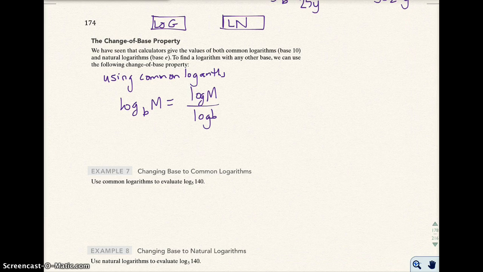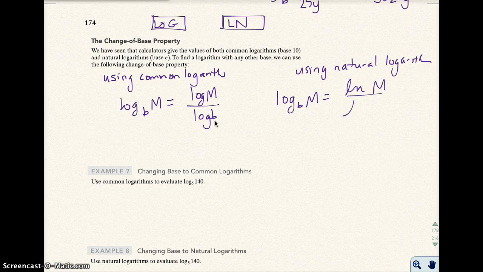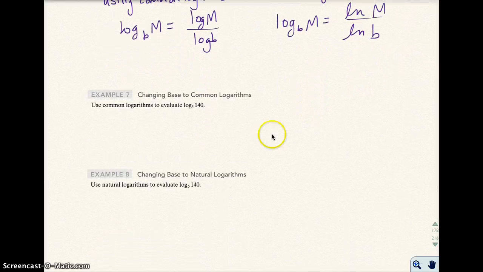So you can use your calculator to type in these two values right here. You can also use the natural logarithm. Log base b of m is going to equal the natural log of m over the natural log of b. And again, you can use either one of these to figure out the value of a logarithm with any base. So example 7: here I want to find log base 5 of 140.